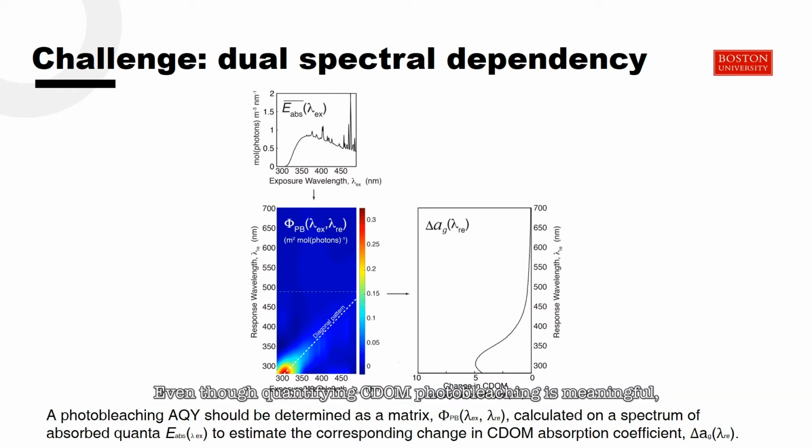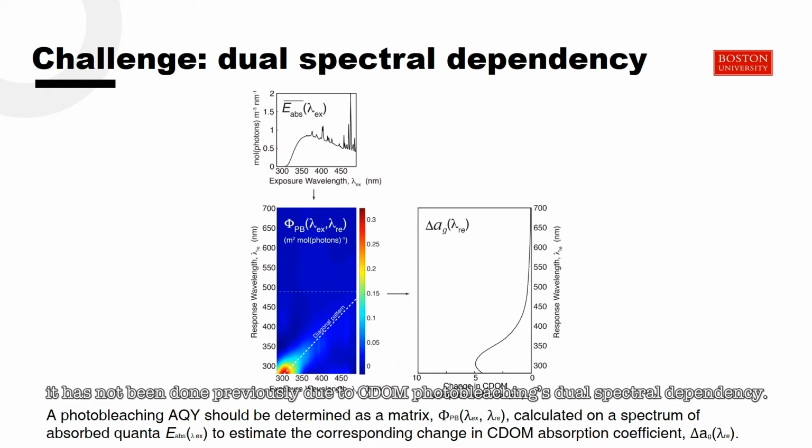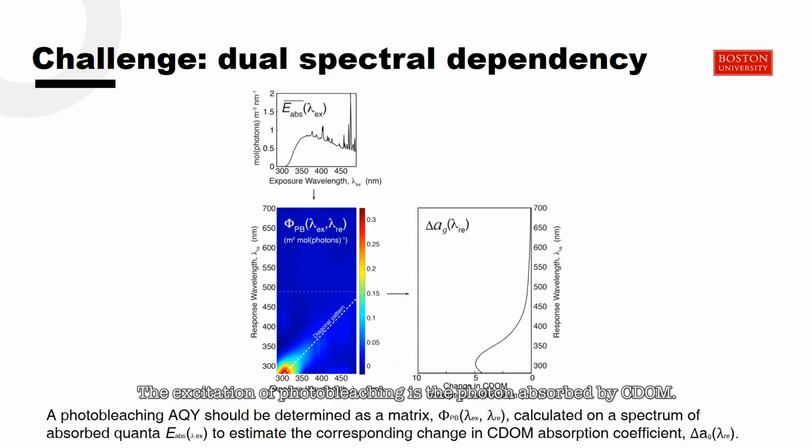Even though quantifying CDOM photobleaching is meaningful, it has not been done precisely due to CDOM photobleaching's dual spectral dependency. The excitation of photobleaching is the photon absorbed by CDOM, and the response of photobleaching is the absorption loss of CDOM. Both the excitation and response of this process are spectral. As a result, the AQY of CDOM photobleaching should be presented in a two-dimensional way, for example, a matrix. The complexity to determine a matrix is much higher than to compute the traditional AQY curve.